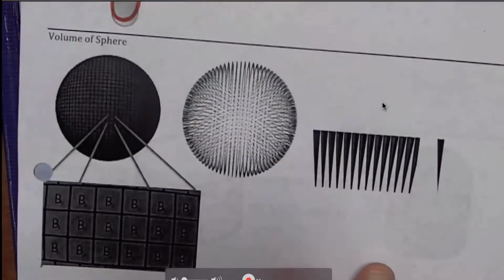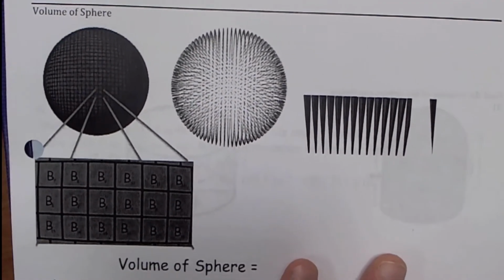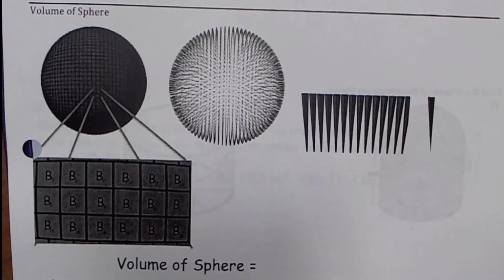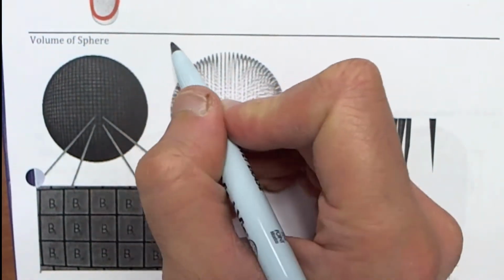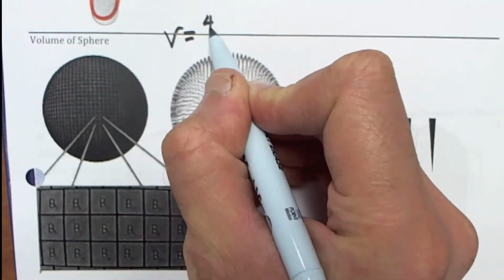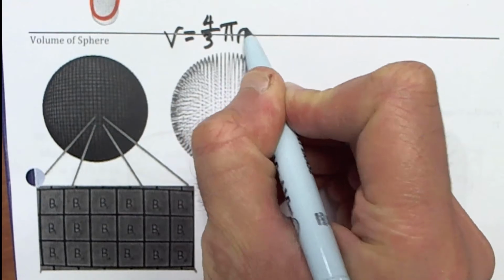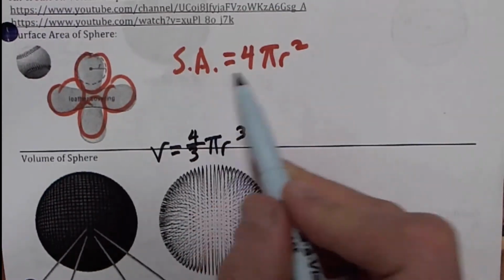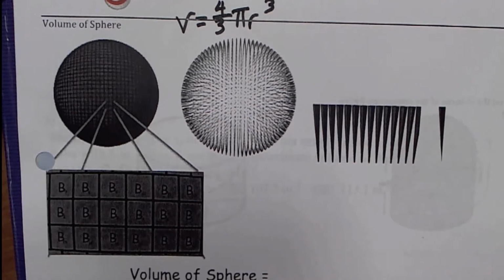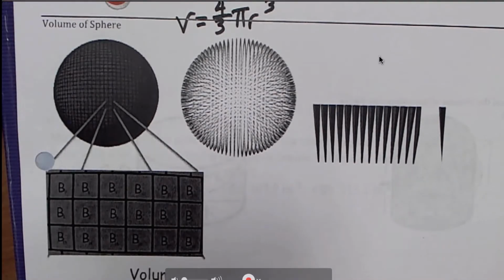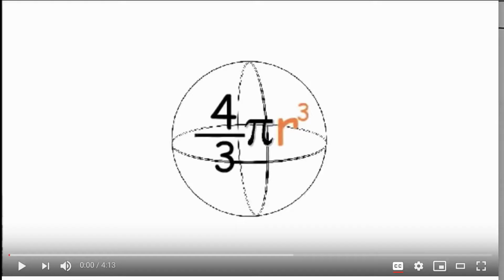Okay, volume though is another matter. We can actually figure out the volume formula. The volume formula, by the way, is really crazy sounding. Volume equals 4/3 pi r cubed. So again, surface area 4 pi r squared, volume 4/3 pi r cubed. Where does that come from? It actually comes from pyramids. I'd like to show you a quick video about where we get that from.